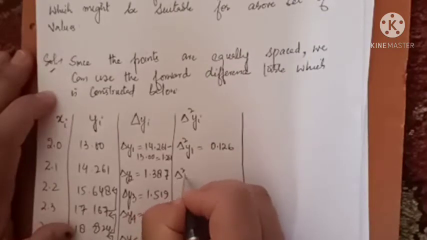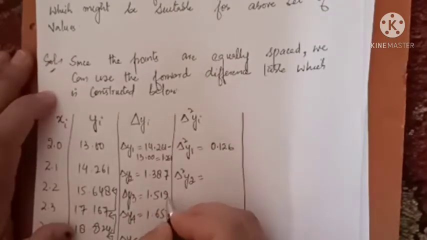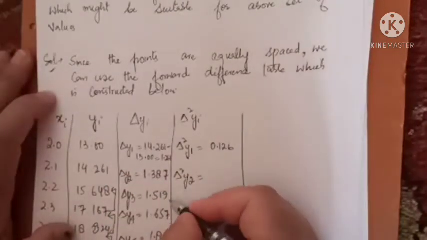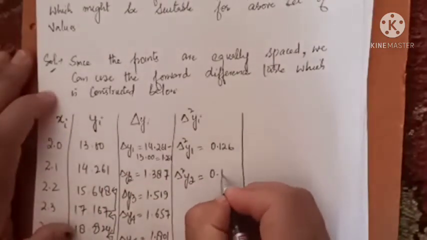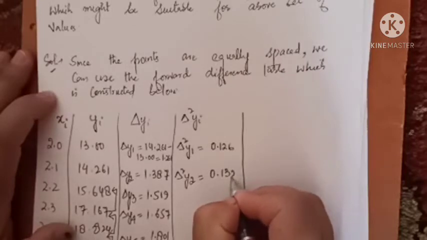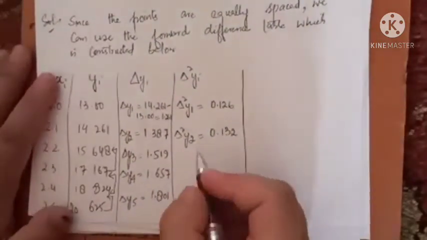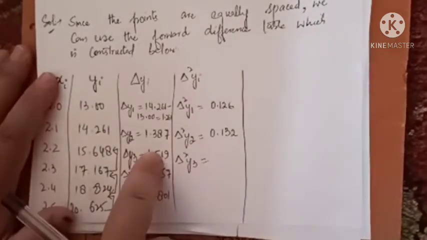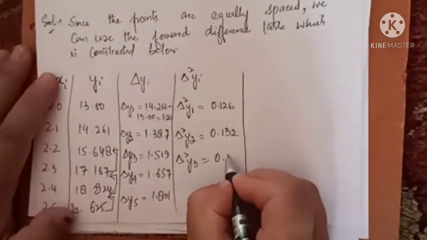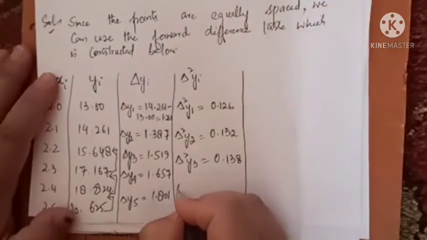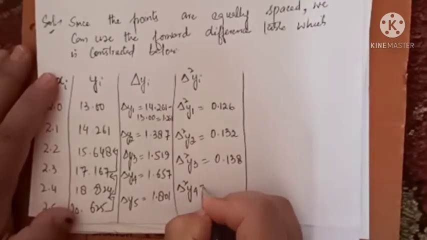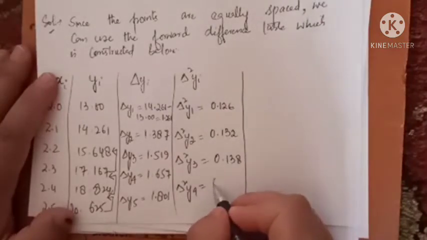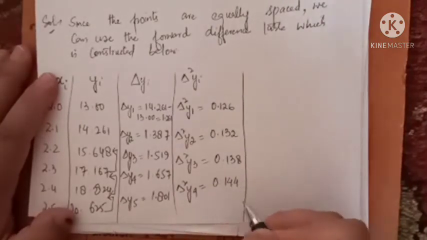Similarly, delta square y2 will be equal to delta y3 minus delta y2. After subtracting the values, the value will be 0.132. Delta square y3 will be this minus this. The value will be 0.138. Delta square y4 will be equal to this minus this. So the value will be equal to 0.144.